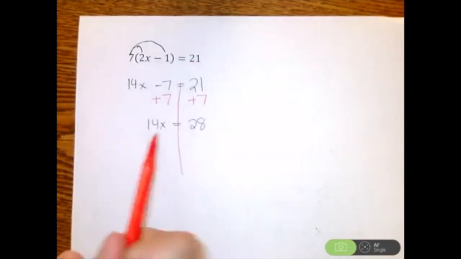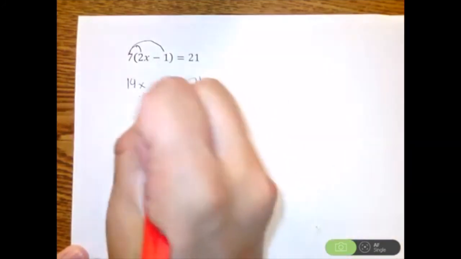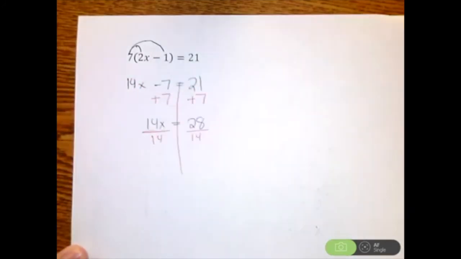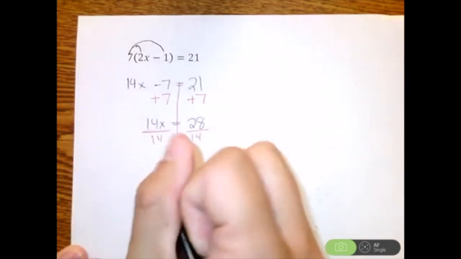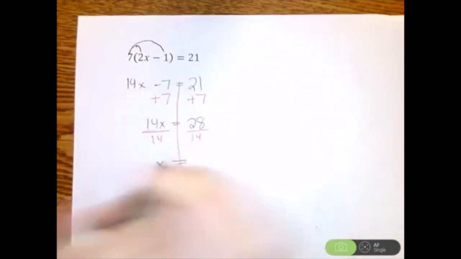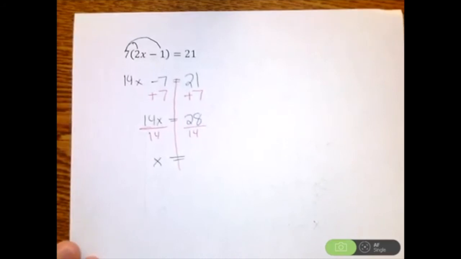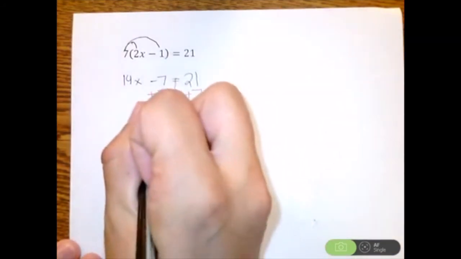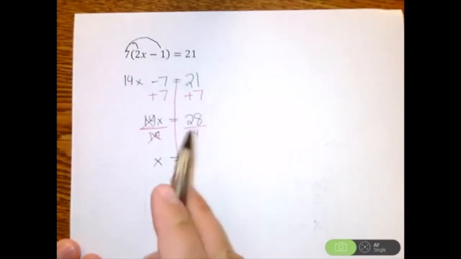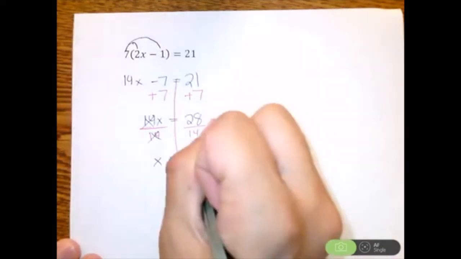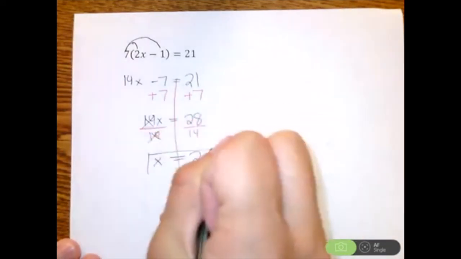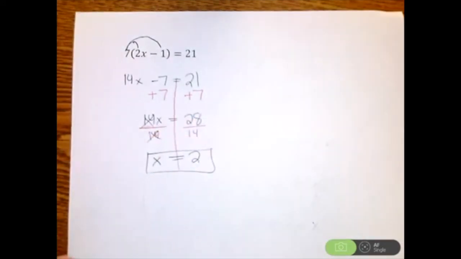Almost there. When you see that 14x, that means 14 times x. The opposite of multiplying by 14 is dividing by 14 on each side. When you multiply and divide by 14, those divide to 1, so we just get an x. Again, most students will say they cancel there. That's fine. On the right side, 28 divided by 14 is 2. So we get x equals 2.